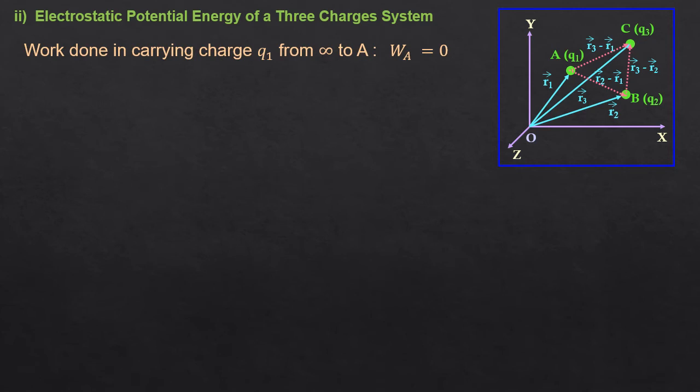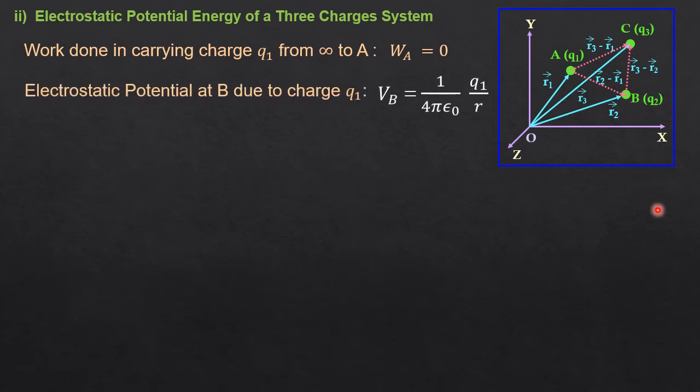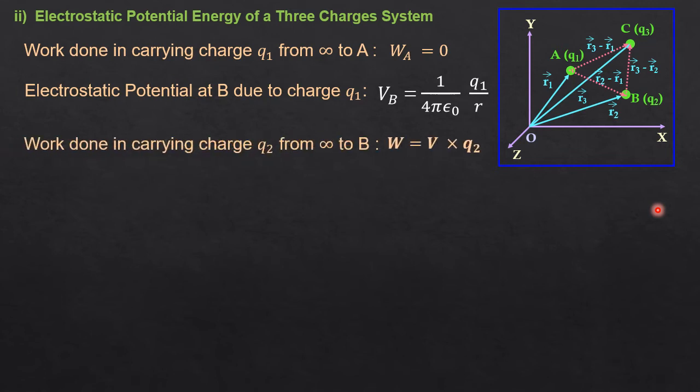In the first case, work done in carrying charge Q1 from infinity to A can be written as WA is equal to 0. Now we have to calculate the work done in carrying charge Q2 from infinity to B. So let us see, is there any potential present at point B now? Yes, first we brought the charge Q1 to point A. Due to the presence of this charge, there is a potential at point B. Since this distance is R21, you can write the potential at B due to Q1 is nothing but VB is equal to 1 by 4 pi epsilon naught Q1 by R. So you are bringing a charge Q2 to potential VB. Therefore, the work done will be the potential into charge, and you will get WB is equal to 1 by 4 pi epsilon naught Q1 Q2 by R12.